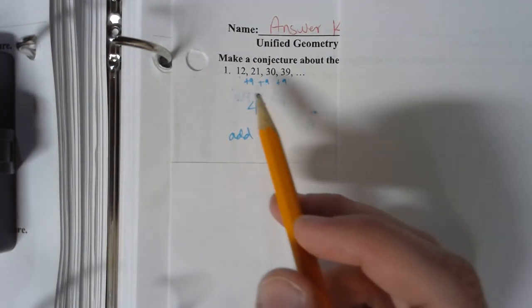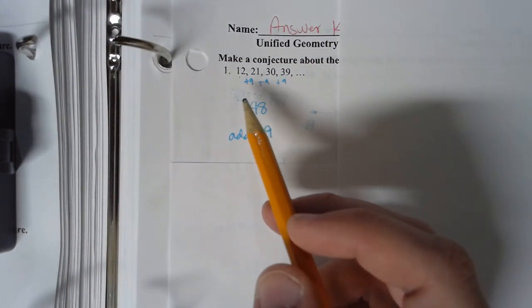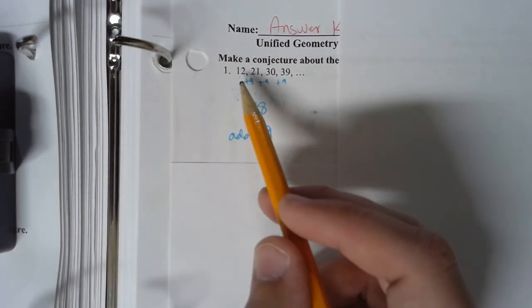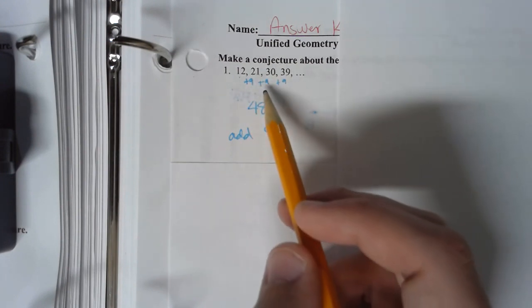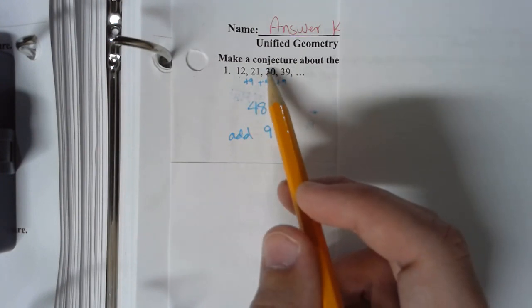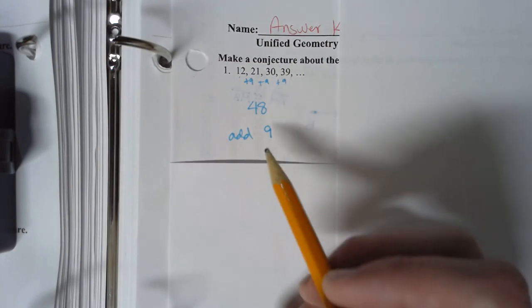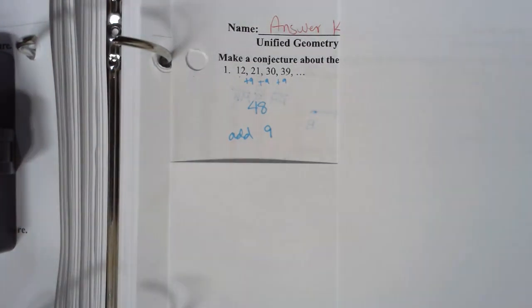So we need to see what is the same thing that's happening. How am I getting these numbers? Okay, so from 12 to 21, I get there by adding 9. From 21 to 30, I get there by adding 9. From 30 to 39, I get there by adding 9. So it seems like my pattern is, with each new number, the way to get it is I add 9.